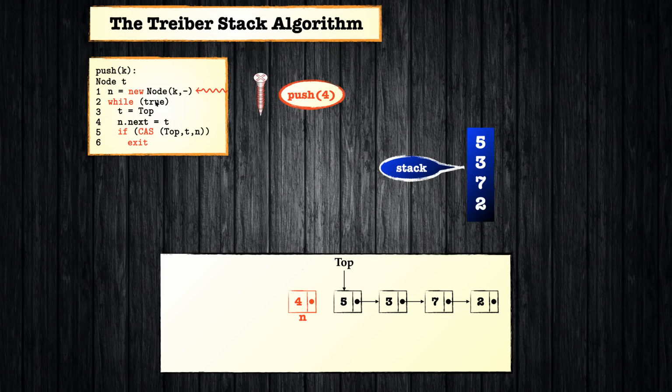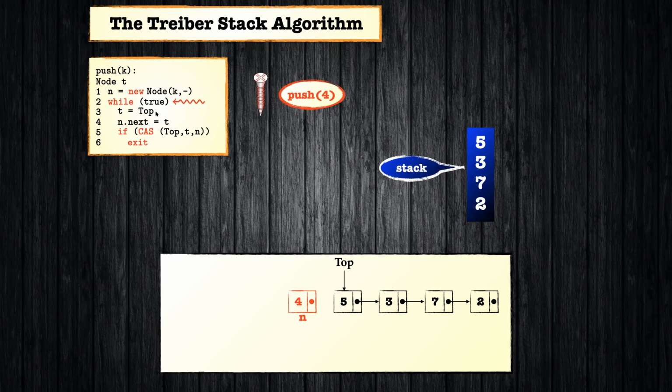And for this, we have this while true, this infinite while loop, which we exit if we have succeeded in adding the cell. Otherwise, we reiterate. So let's see what can go wrong. Why do we need to re-execute the while loop? First, we have this local variable t, which is a pointer, which you make point to the currently topmost element in the stack, the one pointed to by top.